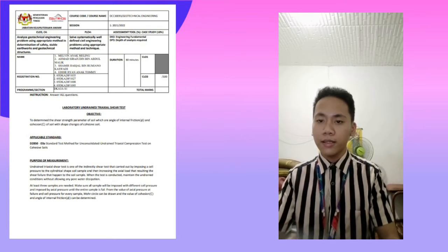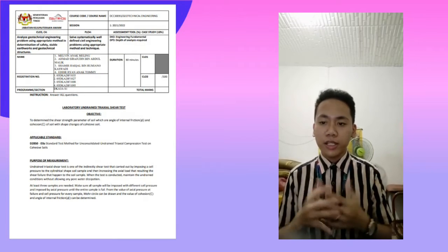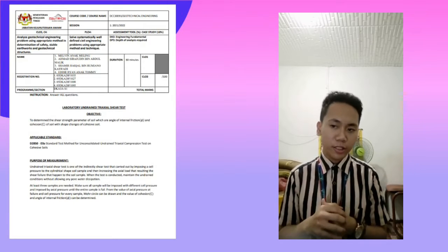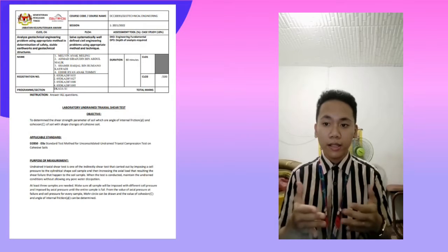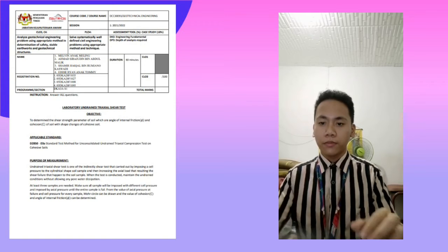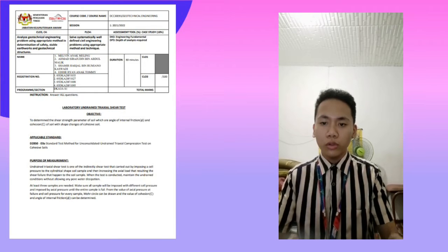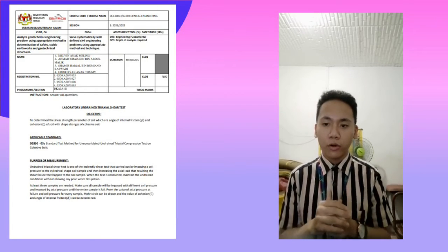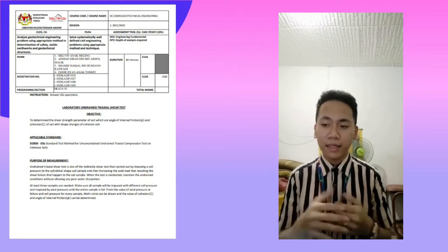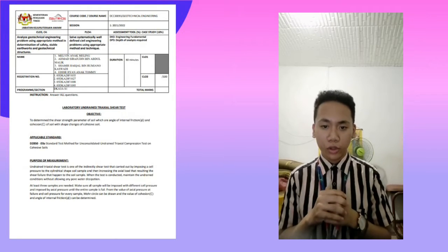So, firstly, we will start with the objective: to determine the shear strength parameters of soil, which are the angle of internal friction and cohesion of soil with shape change of cohesive soils. Applicable standard: ASTM D2850, standard test method for unconsolidated undrained triaxial compression test on cohesive soils.